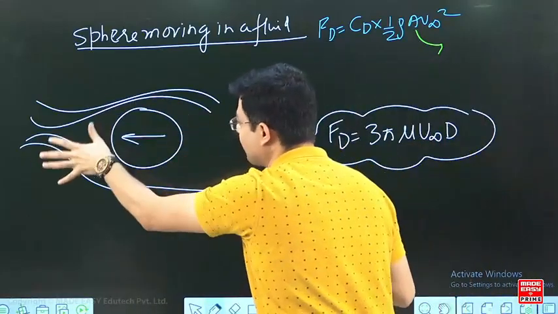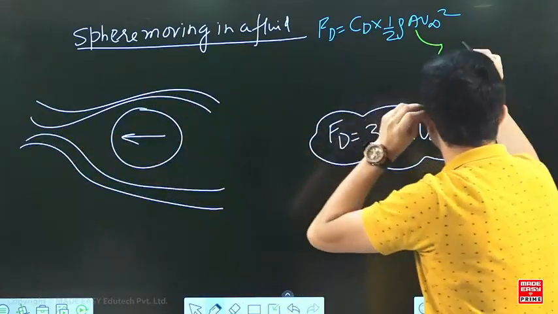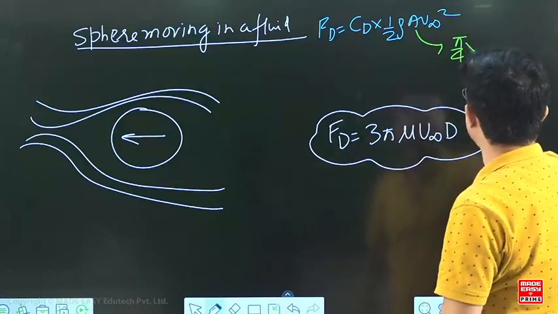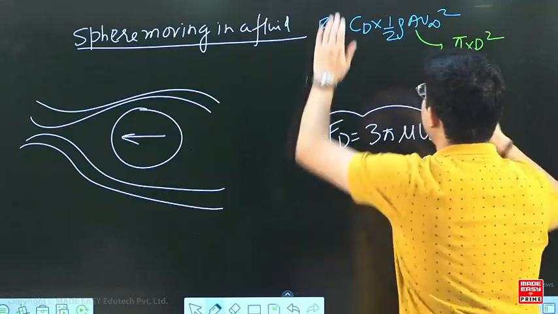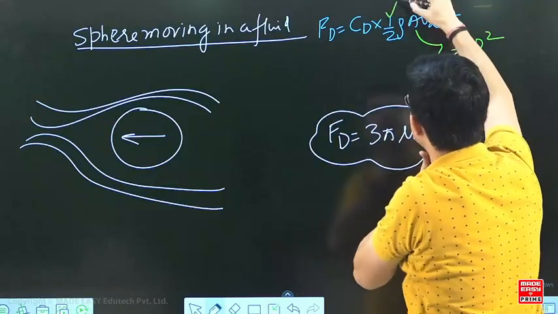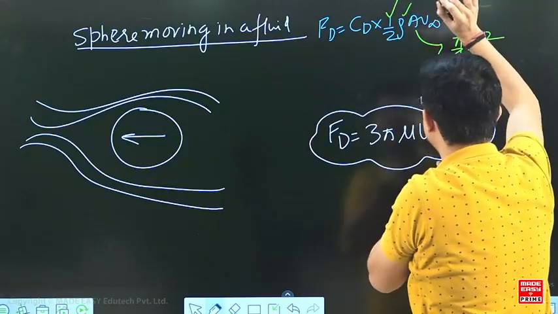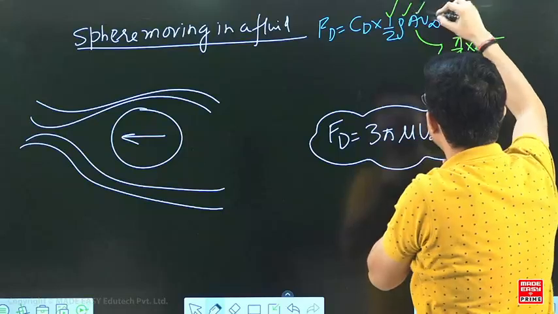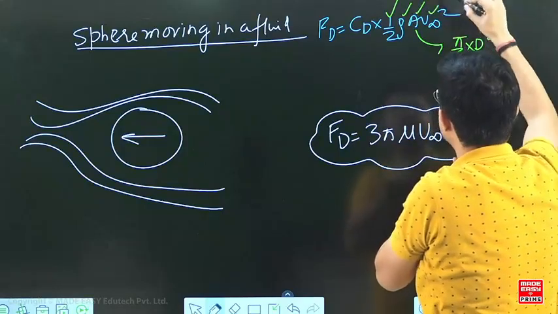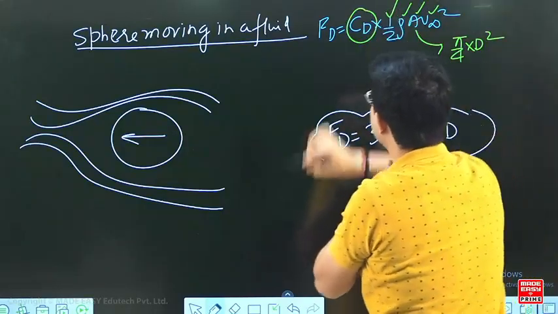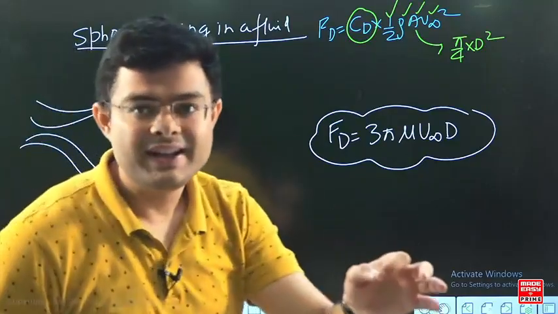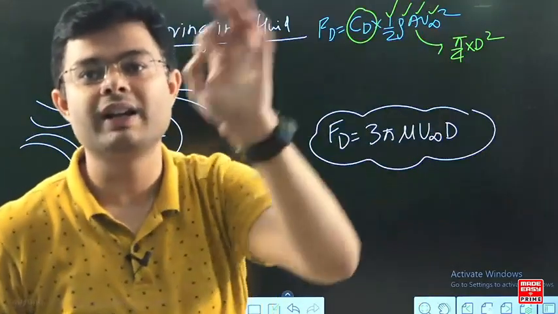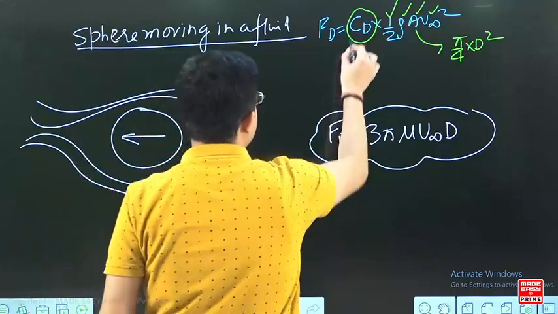It's a sphere moving in a flow. It will be a circle. So circle is going to be pi by 4 into d square. So to find the drag force, half is known, rho we keep as rho, area is pi by 4 d square, U infinity square, CD.